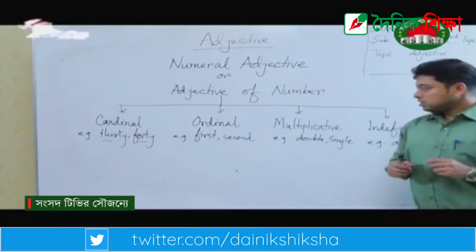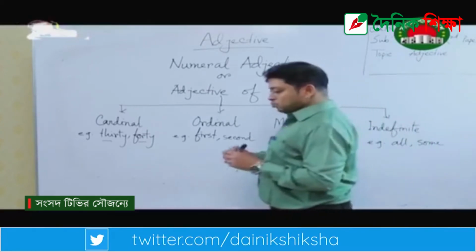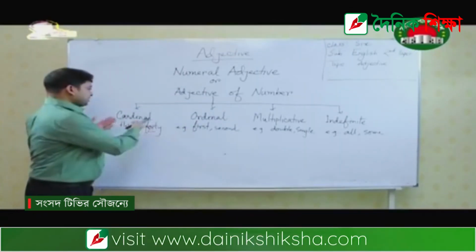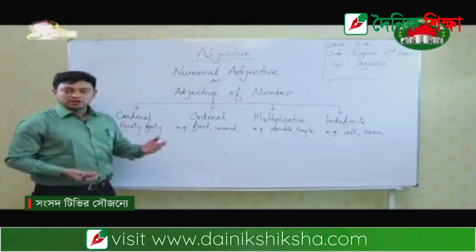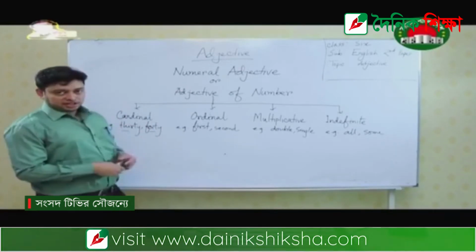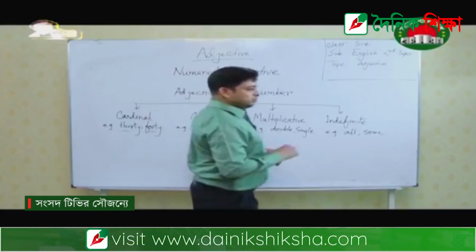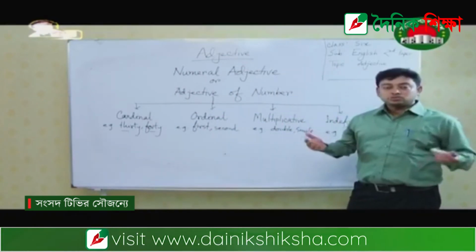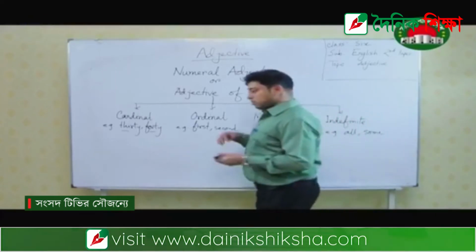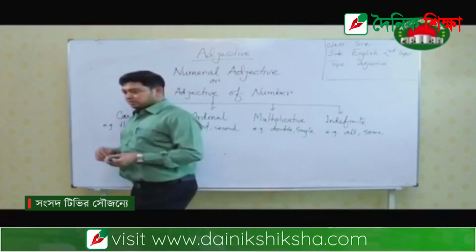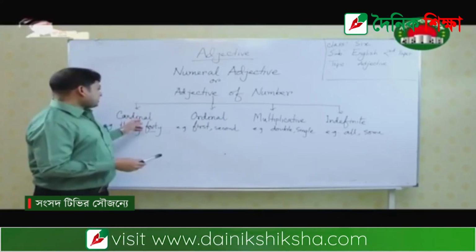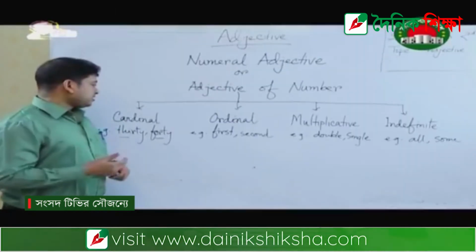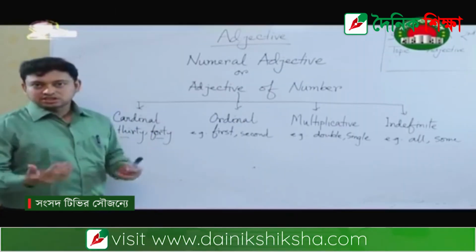So the question is, when in the exam any word or any example is given and we are getting these words like this: 30, 40, first or second or double, single, and it is qualifying another noun, what kind of name should we write? That is a very important thing, and students get confused about this. So my answer is, this is a very simple thing. If you want to write cardinal numeral adjective, the answer is correct. If you write this is an adjective of number, your answer is correct as well.